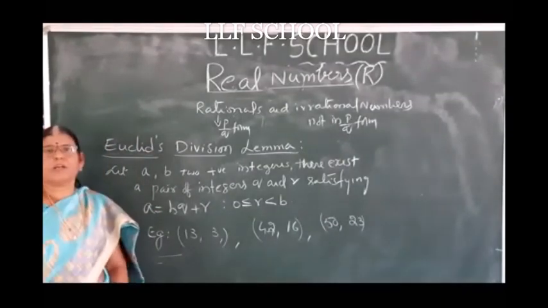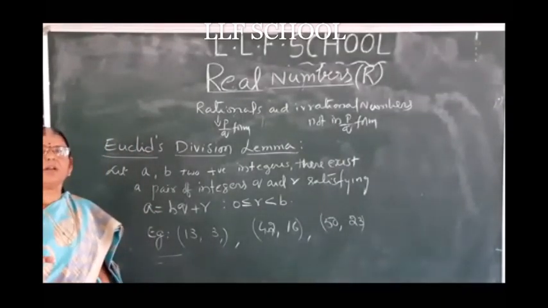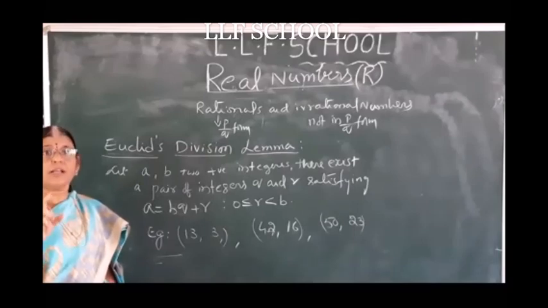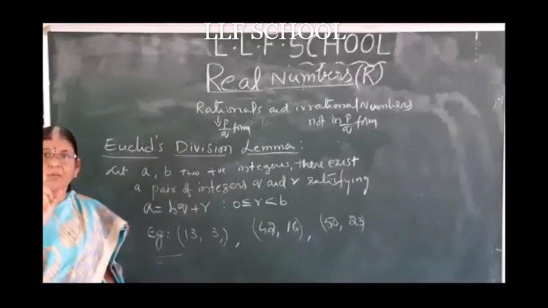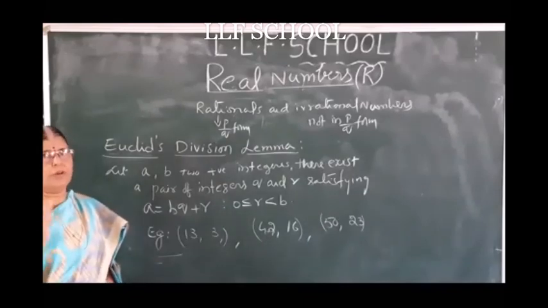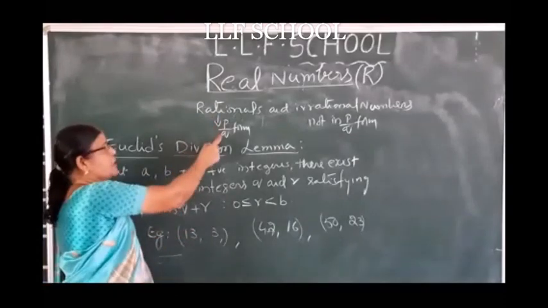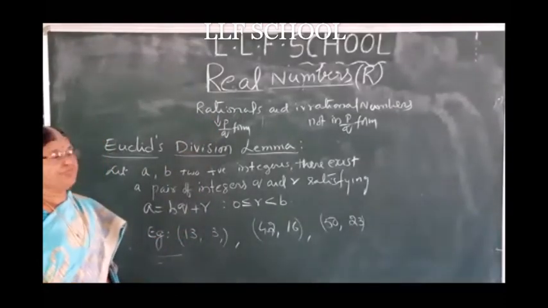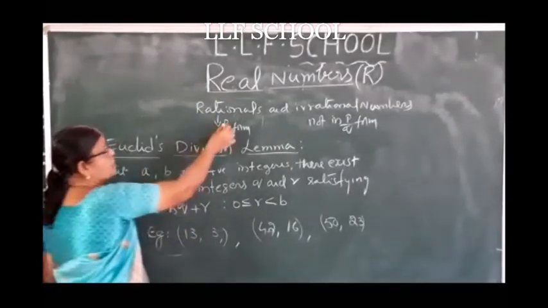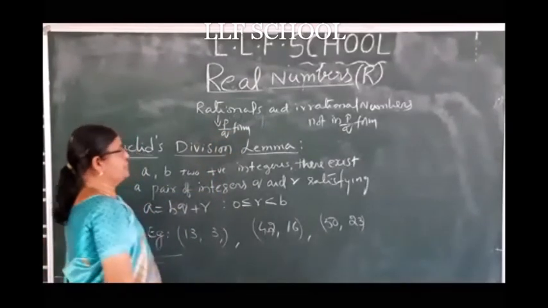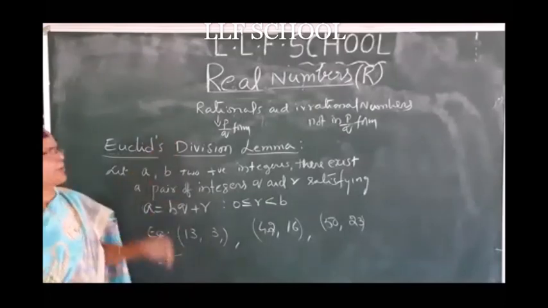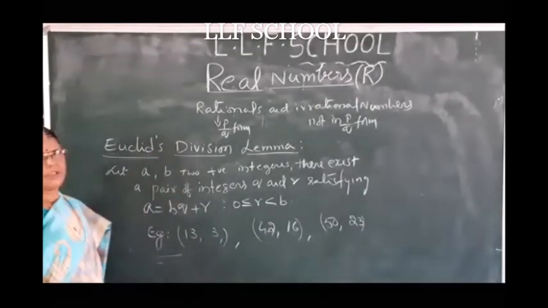That means all rational numbers are fractions and all irrational numbers are not fractions. Irrational numbers cannot be written in the form of P by Q. Rational numbers can be written in the form of P by Q. Here both P and Q are integers, Q is not zero. Detailed study of rationals and irrationals in the next session.